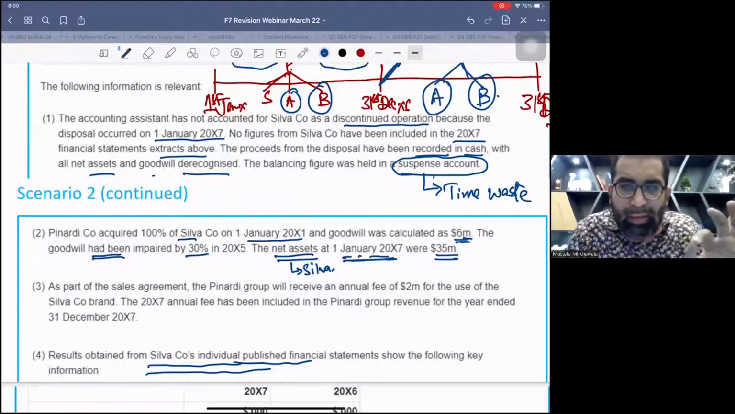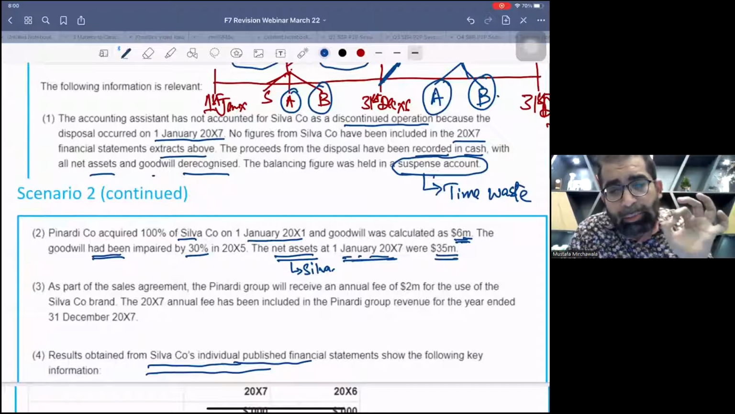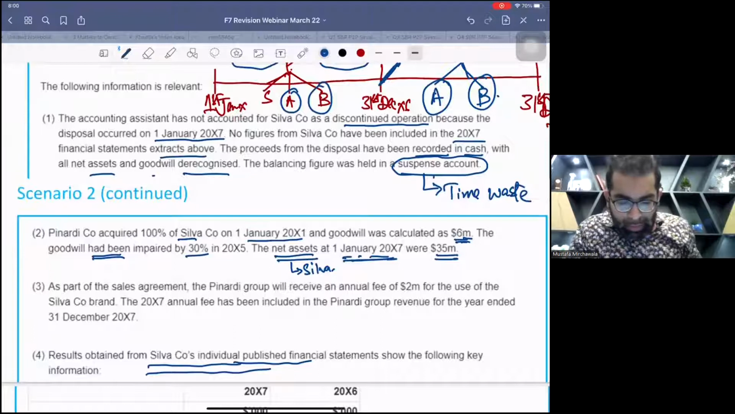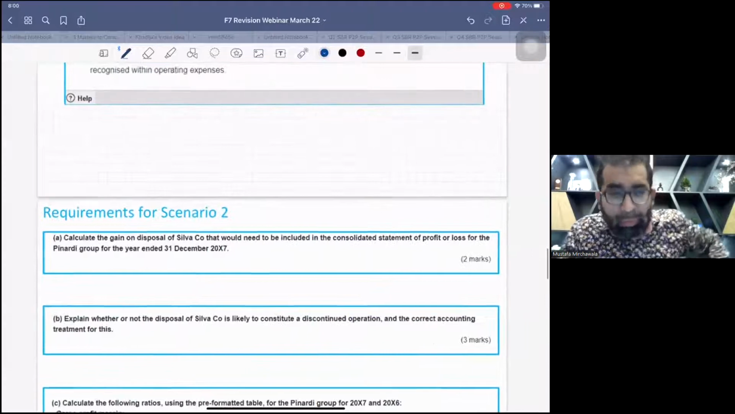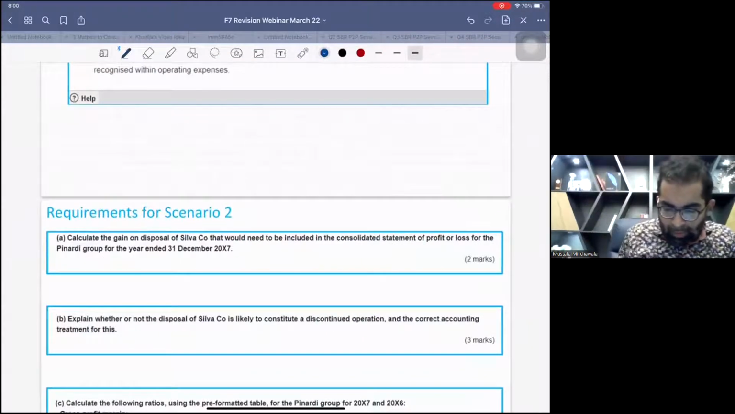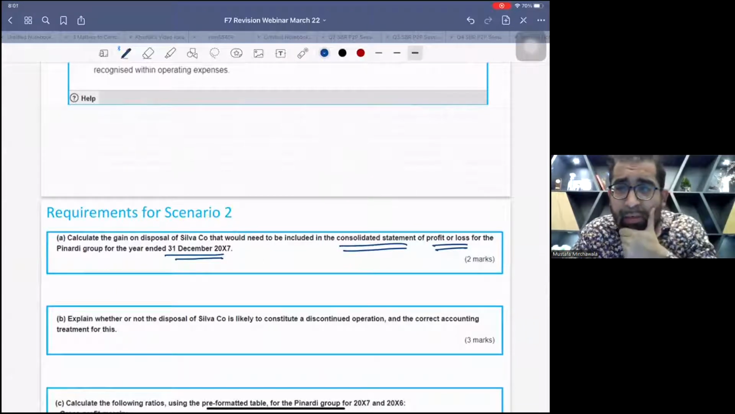Now, just wait and let's enjoy some practical free marks. Okay, wait. See the requirement number one. Yes, it's 2 marks, but very easy marks. Calculate the gain on disposal of Silva company that would need to be included in the consolidated profit or loss for the Pinardi Group for the year ended 31st December X7.